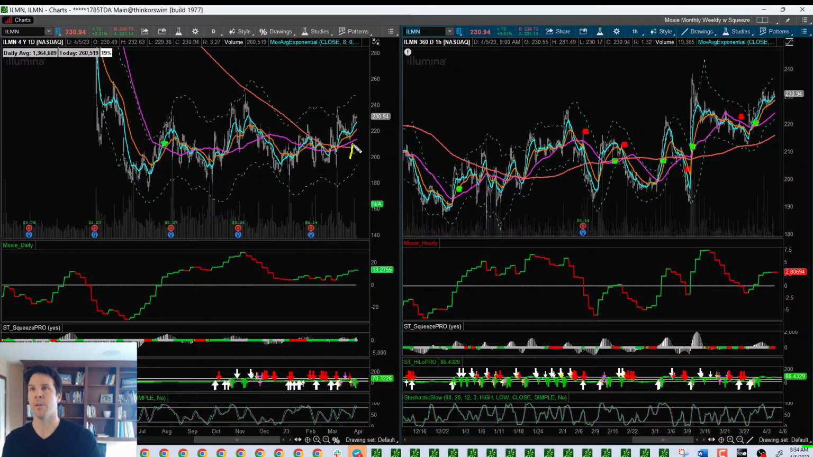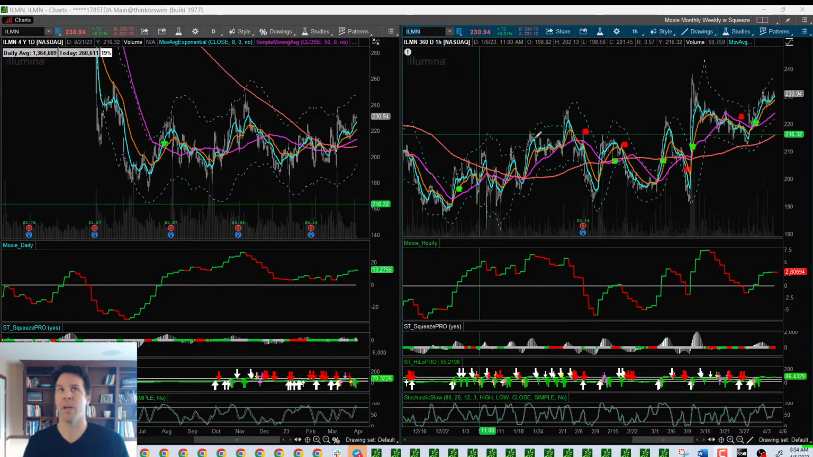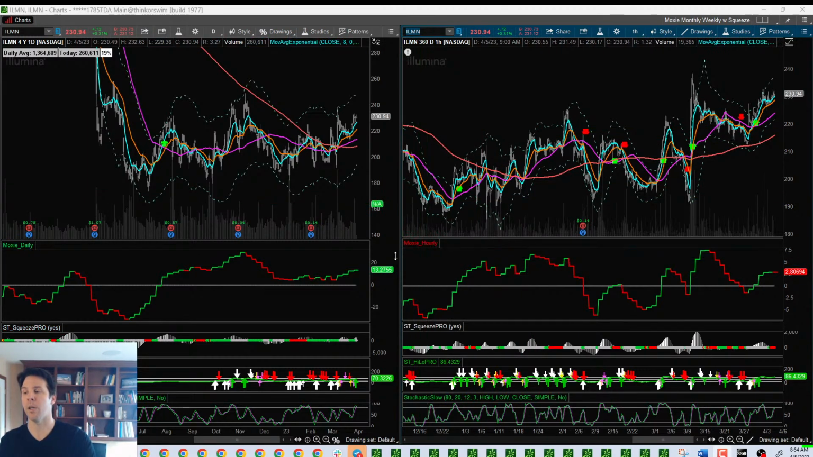And we also have price right there testing the daily 50, and the Moxie indicator has been above zero this whole time. But there are some big pullbacks, some big drawdowns, and it can make holding on to some of these things pretty challenging.